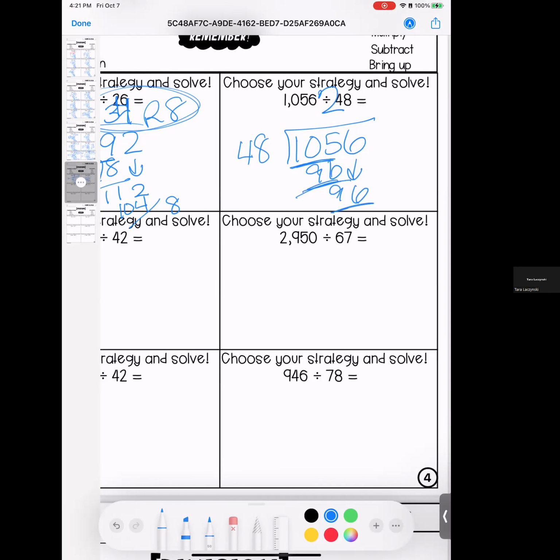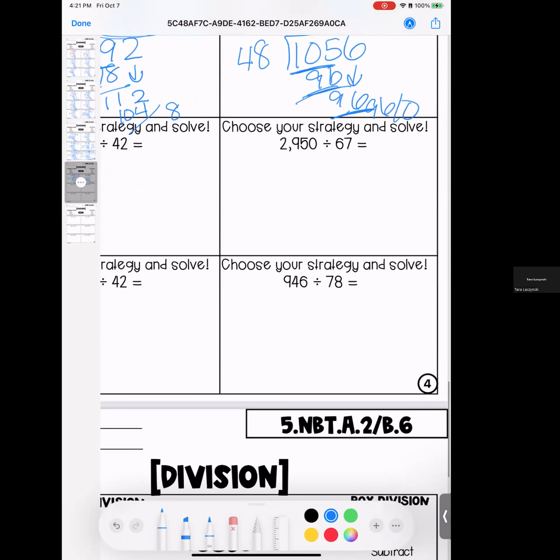I notice a pattern. 2 times is going to give me no remainder. It's going to go in evenly 22 times.